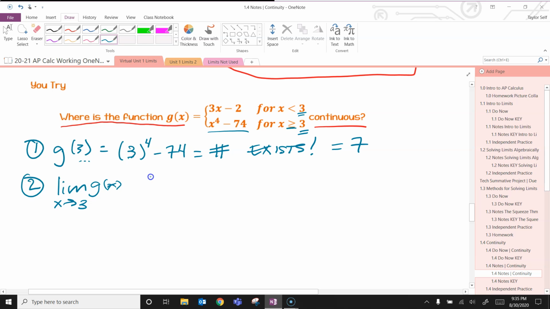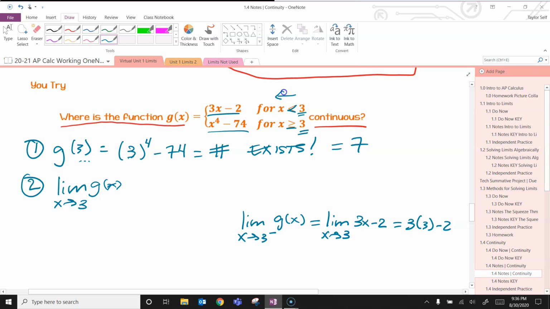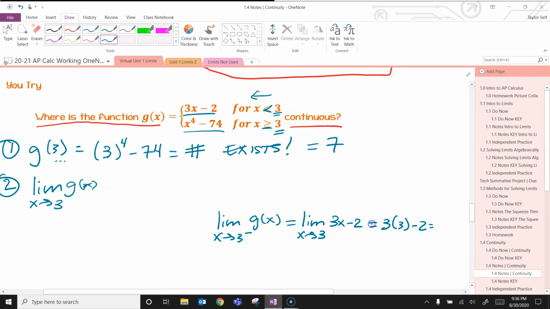Well, let's take the left and the right limit. So over here, I'm going to do limit as x approaches 3 from the left of g of x. That's equal to the limit as x approaches 3 of the left piece. This guy is pointing left, so that's this piece, 3x minus 2. That's continuous, so I'm allowed to substitute. We get 3 times 3, 9, minus 2, 7. Oh, this is looking good, y'all. We have 7, 7. Let's keep going.